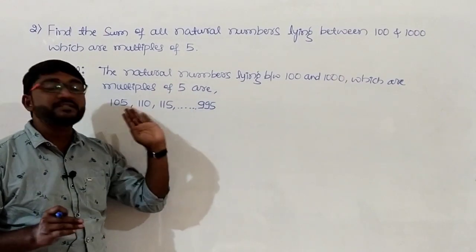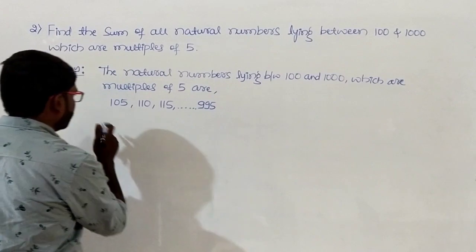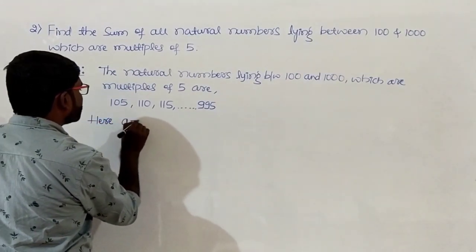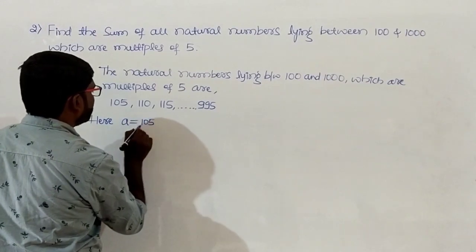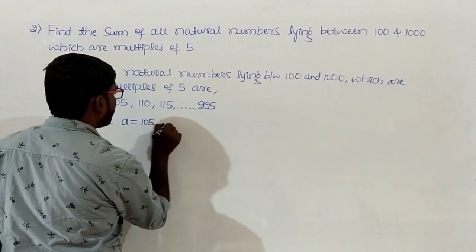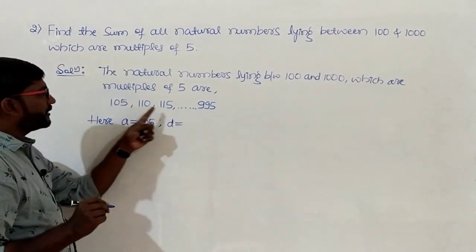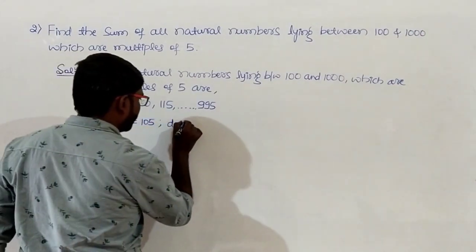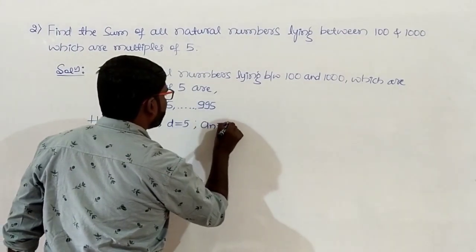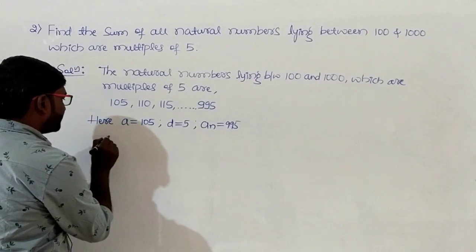That is, we first have to calculate how many terms there are in this sequence. So here a is equal to 105, and d is equal to 110 minus 105, or 115 minus 110, which is 5, and then the nth term will be 995. Then let us go for the formula now.